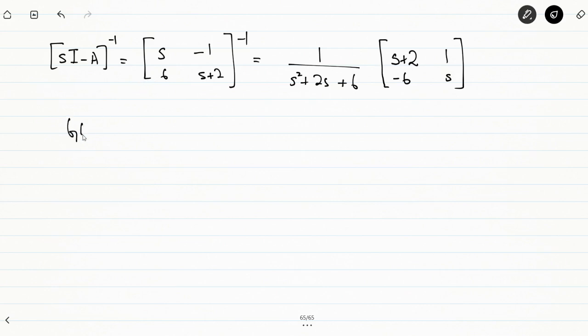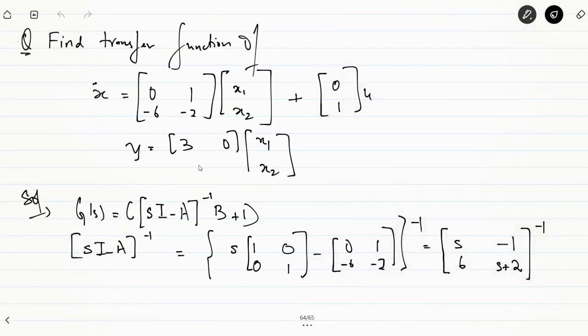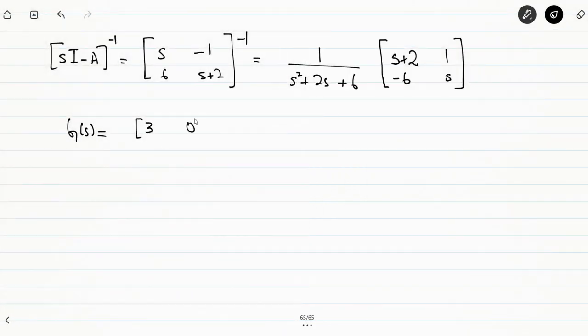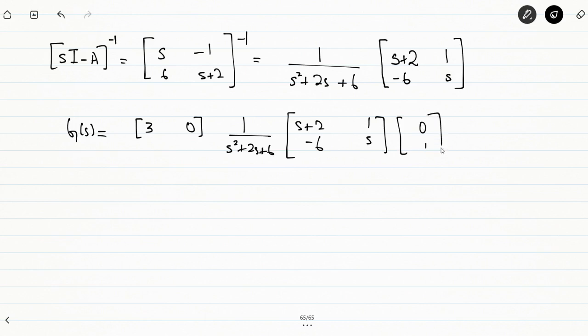So G of S now will be equal to C (SI minus A) inverse B plus D. C matrix here is 3 0, B matrix here is 0 1. (SI minus A) inverse is 1 over S square plus 2S plus 6 times the matrix S plus 2, minus 6, 1, S. B matrix is 0 1 plus D. D here is actually 0.